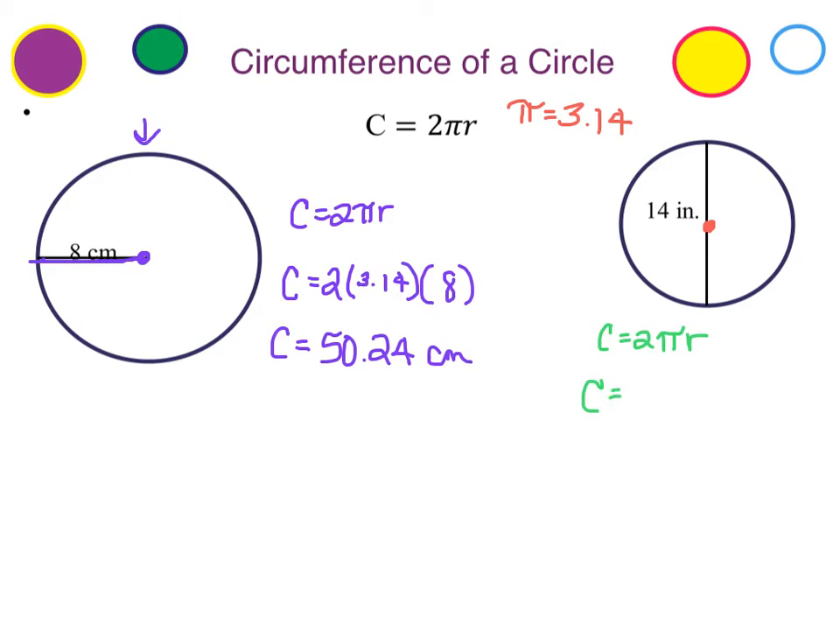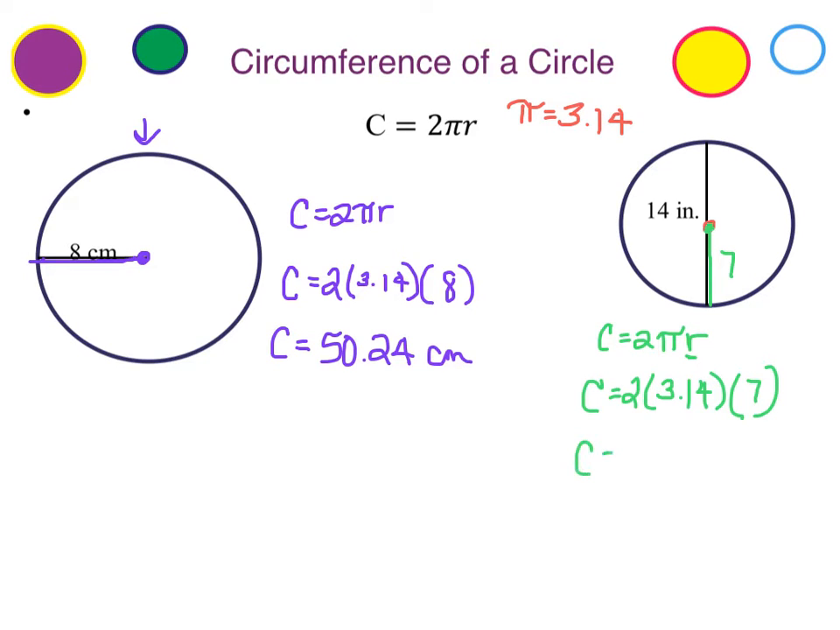C, my circumference, equals 2 times 3.14 times. Now here again, my formula says radius. If I have a diameter, in order to get the radius, remember I cut it in half or divide by 2, because a radius is half of the diameter. So if the diameter is 14, my radius is going to be 7. 14 divided by 2 is 7, or half of 14 is 7.